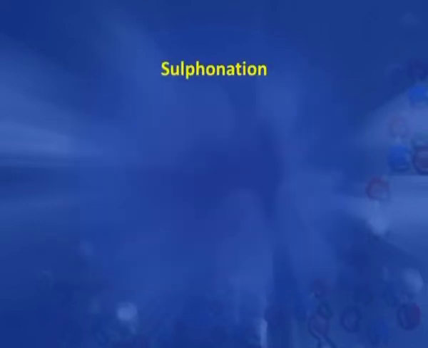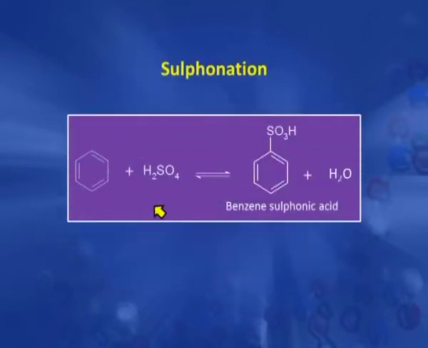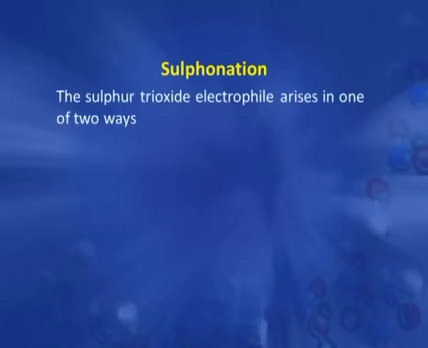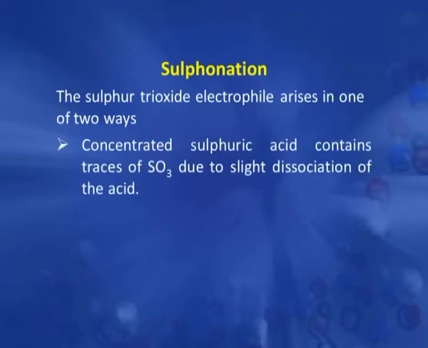Now, the next reaction is sulfonation. Sulfonation means what? Benzene on reaction with sulfuric acid gives benzene sulfonic acid. But here the next question is, what is the electrophile here? The electrophile is sulfur trioxide, which can be generated by heating concentrated sulfuric acid. So, we need heating of this concentrated sulfuric acid, which produces sulfur trioxide.